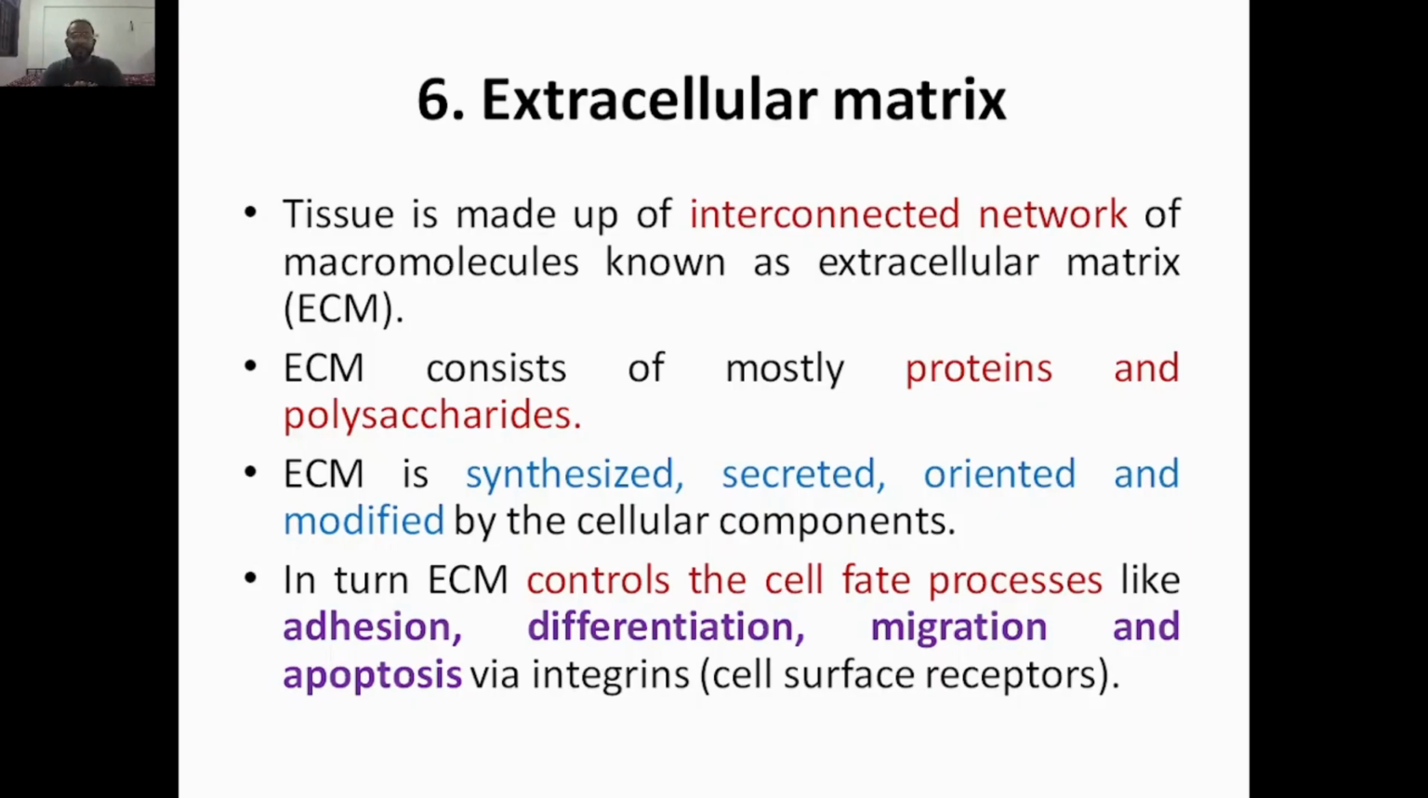So pay attention to this extracellular matrix, because this topic is repeated in many modules. I guess two to three modules will have this topic, and even in this module, for the next 7th, 8th and 9th topics, the same ECM answer can be written for different topics. So tissue is made up of an interconnected network of macromolecules known as ECM.